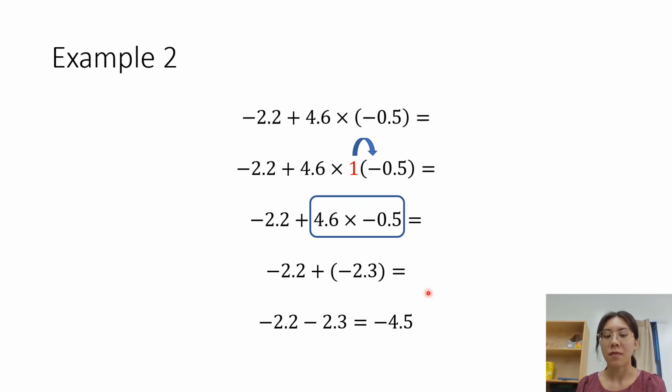Remember, a lot of students will mix this up. If you had forgotten to bring down the negative from your multiplication operation earlier, you will end up with negative 2.3 plus positive 2.3, which is incorrect and will give you the wrong answer. Make sure you carry along your negative sign with whichever number you have, unless you are multiplying a negative by a negative.